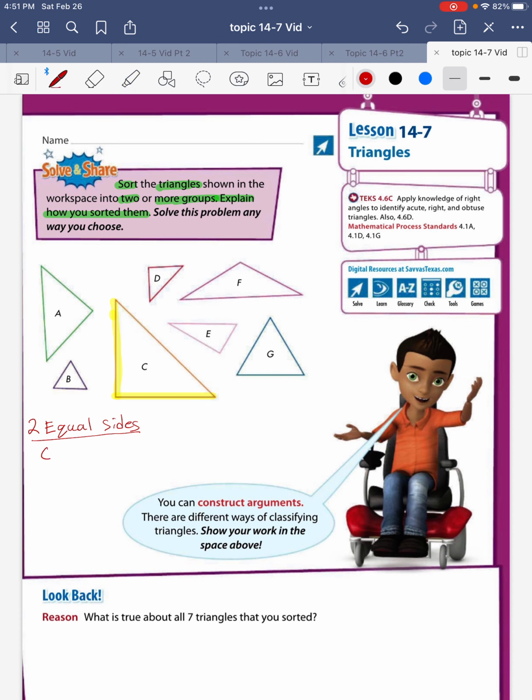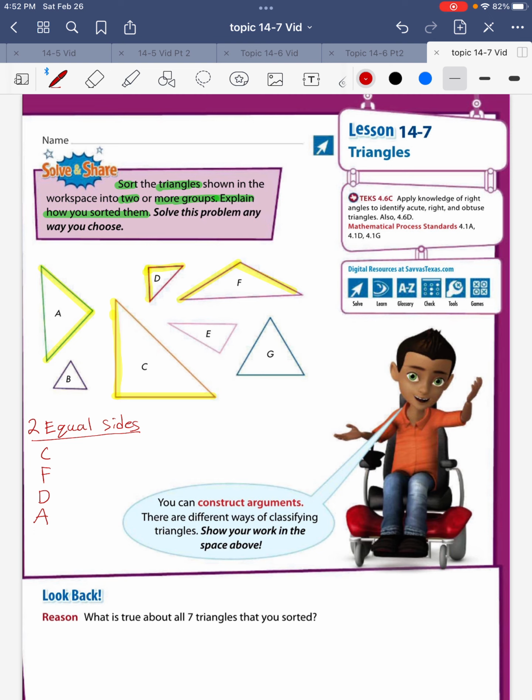Who else has an equal side? Okay, F. So F has equal sides here and here. They have 2 equal sides. So I'm going to add F to my group. Okay, D has an equal side here and an equal side here, 2 equal sides. So I'm going to write D. A has an equal side here and another equal side here, 2 equal sides. So I'm going to write A.